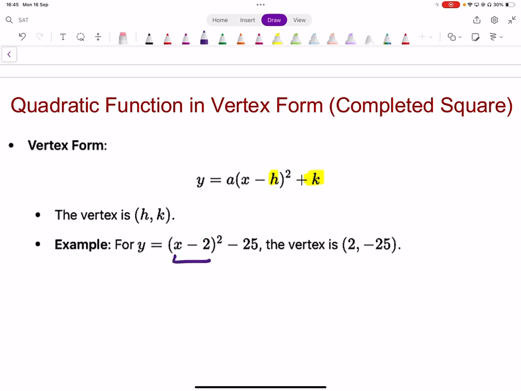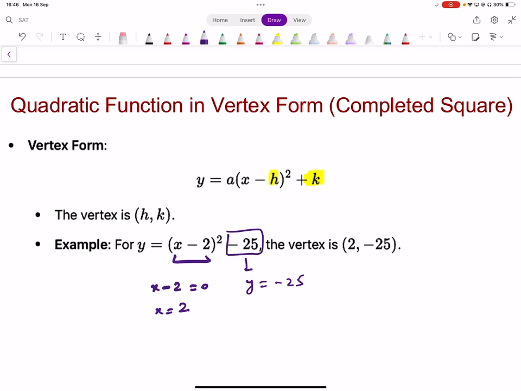Whatever is inside the bracket, you just put that equal to 0. What's the value of x that you get? 2. And this number outside, this is going to be the y coordinate, which is minus 25. So the x coordinate is found by putting this thing equal to 0. The y coordinate of the turning point is just the number that's written outside. That's the y coordinate.